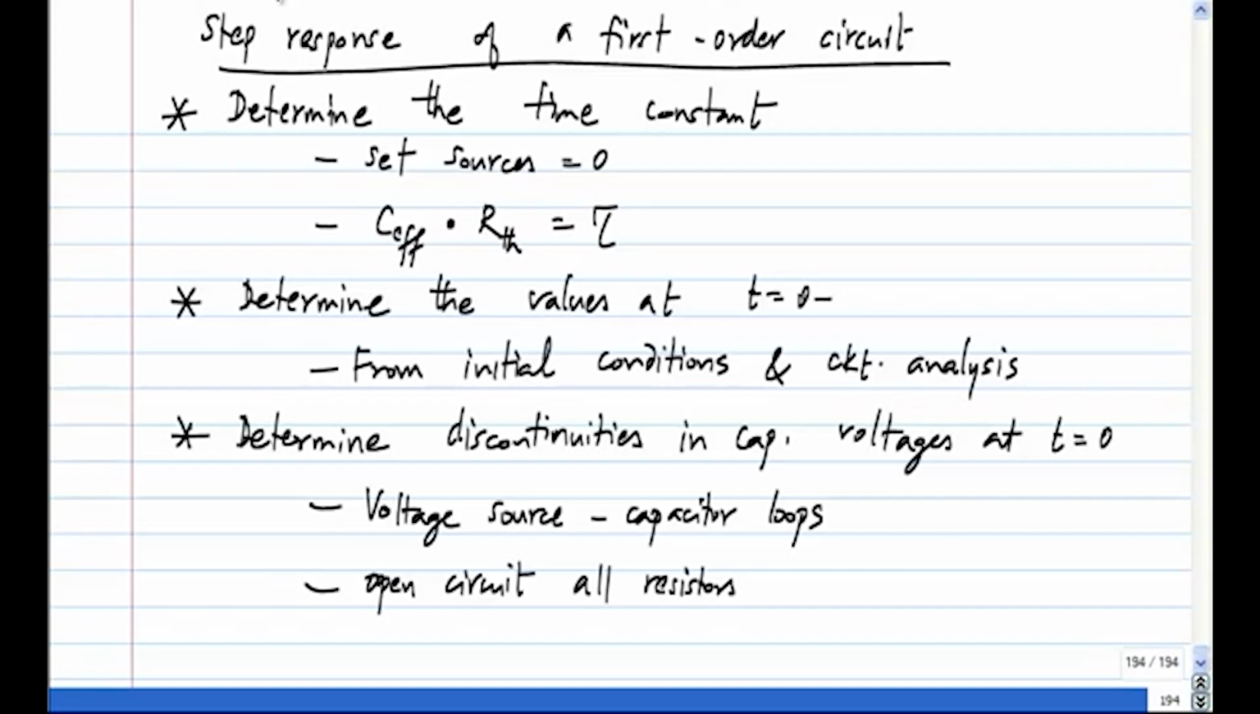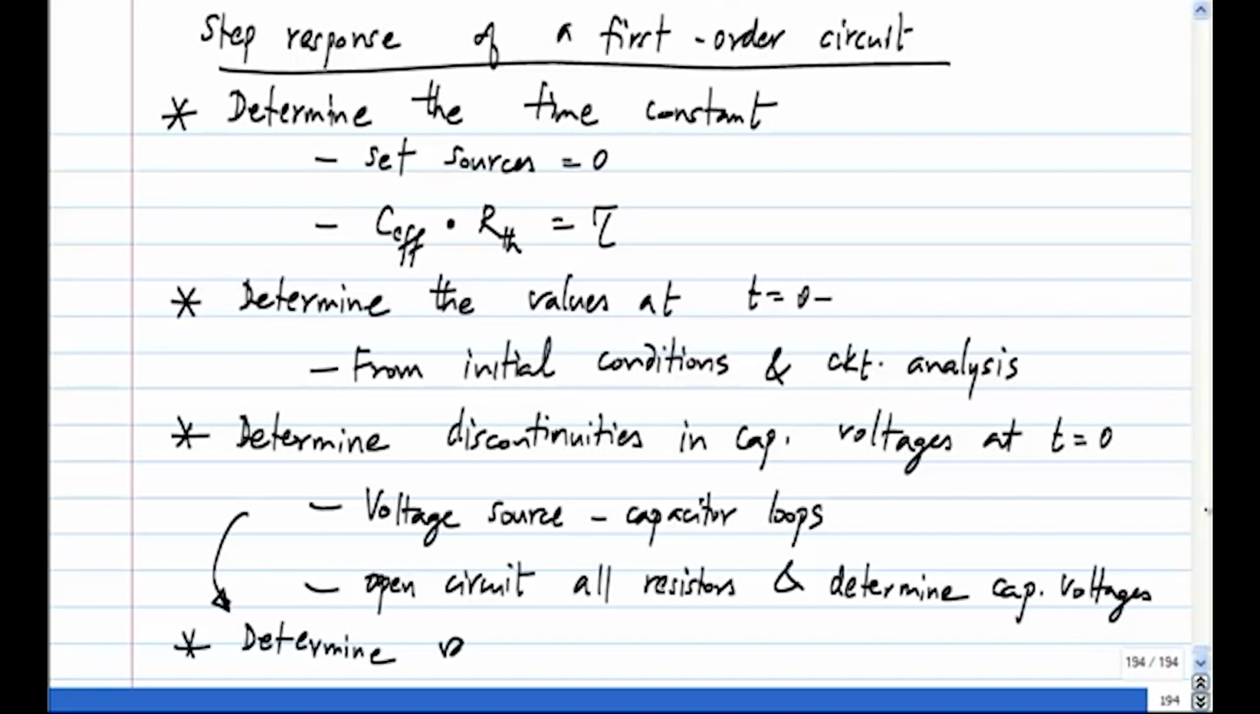When you have voltage source capacitor loops, you have to do it based on charge, which is the same as saying you do it based on Dirac delta functions of current. Okay. So you open circuit all resistors and determine capacitor voltages. But anyway, by inspection of the circuit, you should be able to tell whether there are loops containing voltage sources and capacitors or not. Okay. So this will tell you the value set.